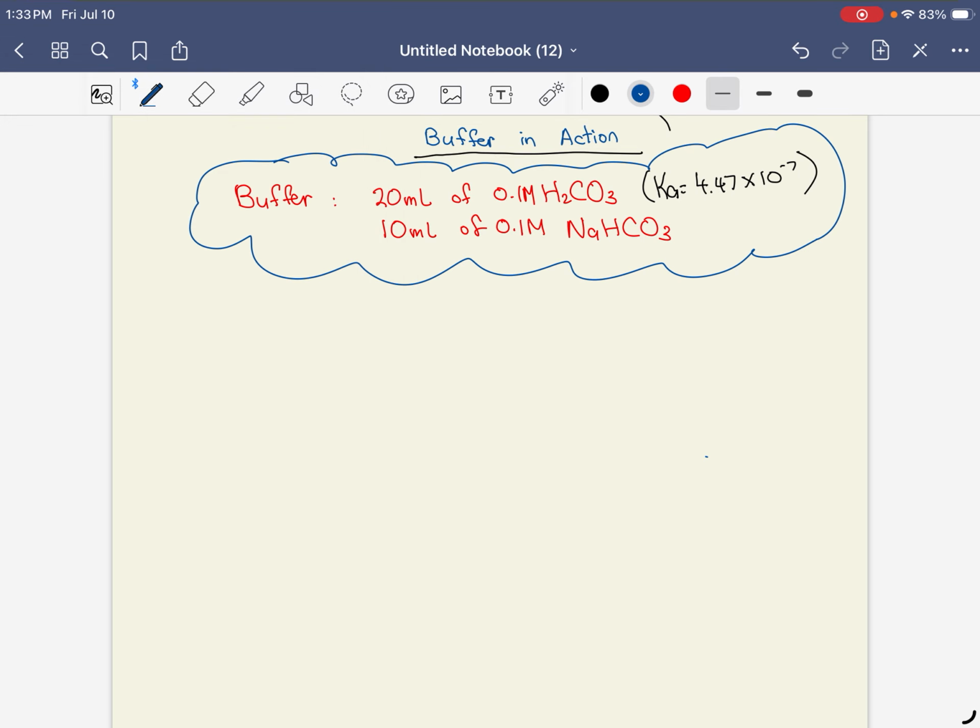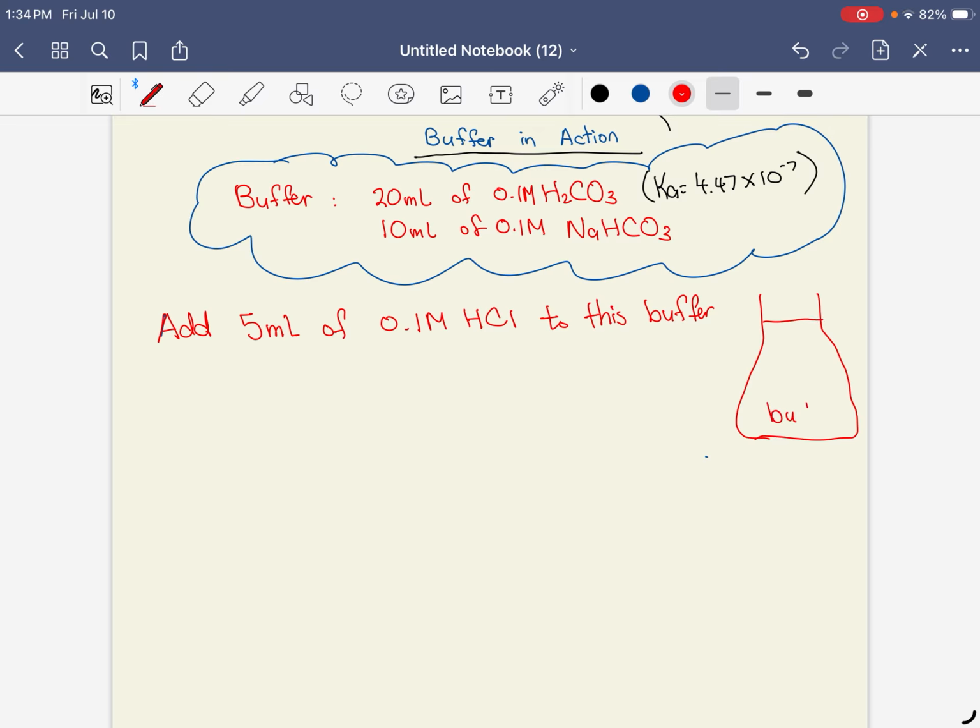So, let's take a look at this example. I am going to add 5 milliliter of 0.1 molar HCl to this buffer. Okay, so I have a flask. Inside this flask, I have this buffer that I made. Okay, beautiful buffer that I made. And for some reason, I decided to add some of this stuff in here.